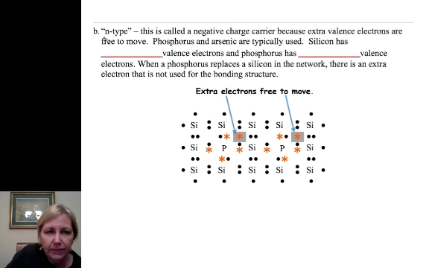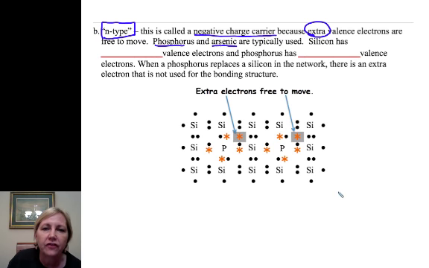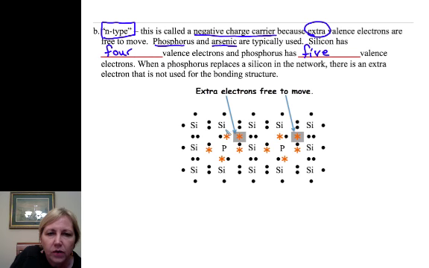Now, the other type that you need to know about is an N type. N stands for negative charge carrier. This time what's going to happen is we're going to have extra valence electrons, and 2 substances that can provide that are arsenic and phosphorus. Again, silicon has the 4 valence electrons. Well, phosphorus has 5 valence electrons. So if we pluck out a silicon and pop in a phosphorus, 4 of those electrons will fill in the bonding structure. Okay, and that leaves that 5th electron free to move.